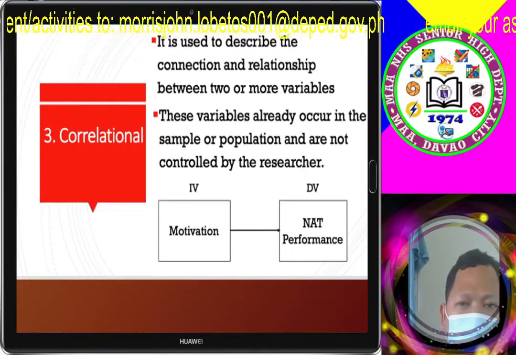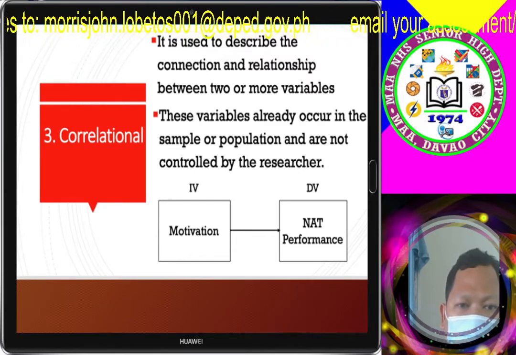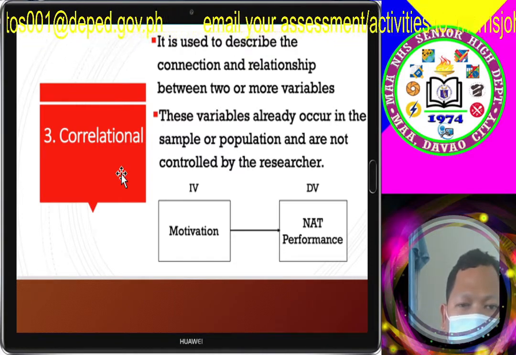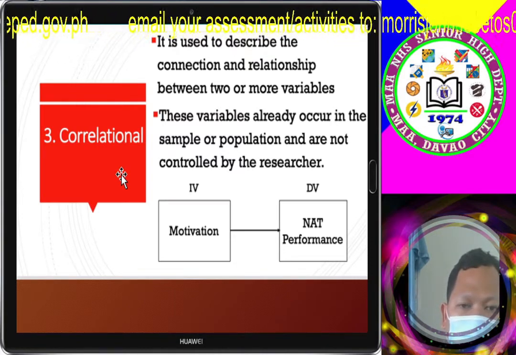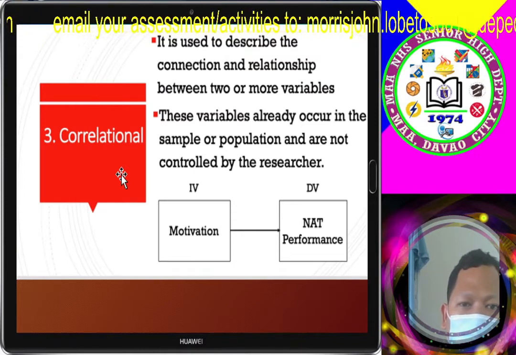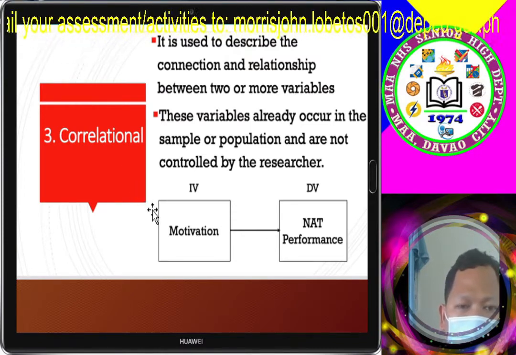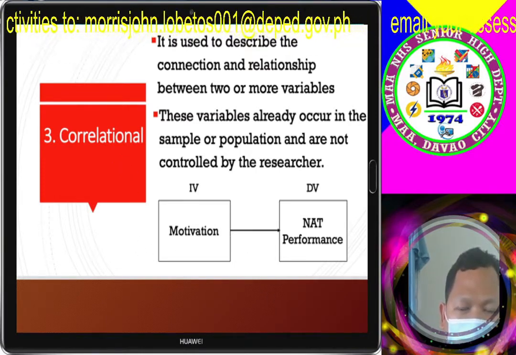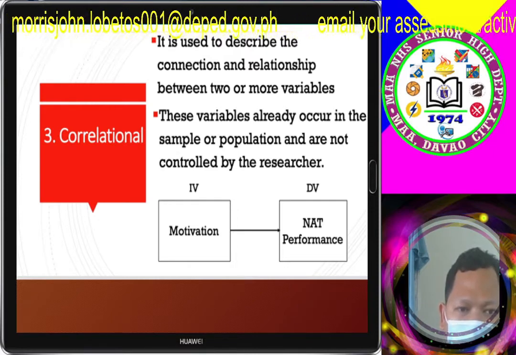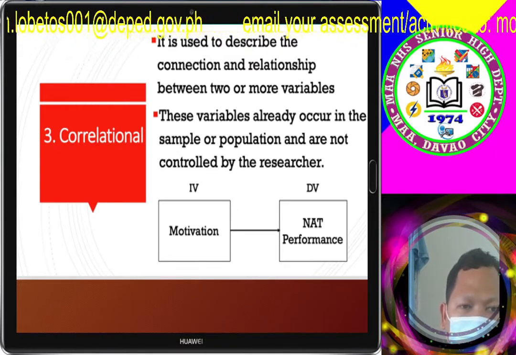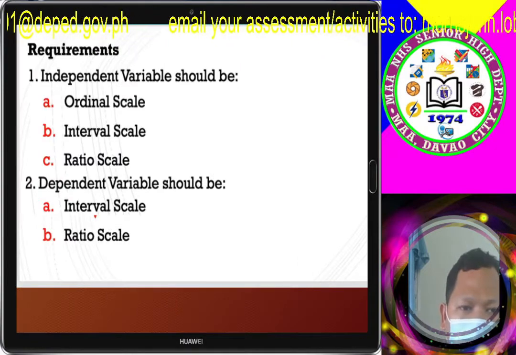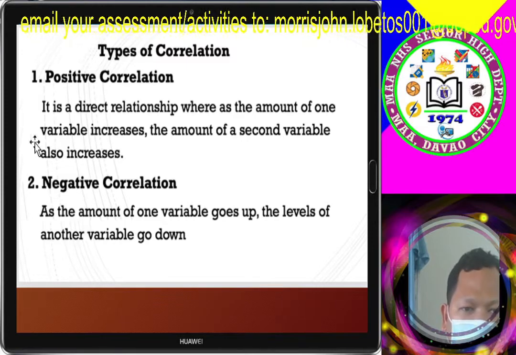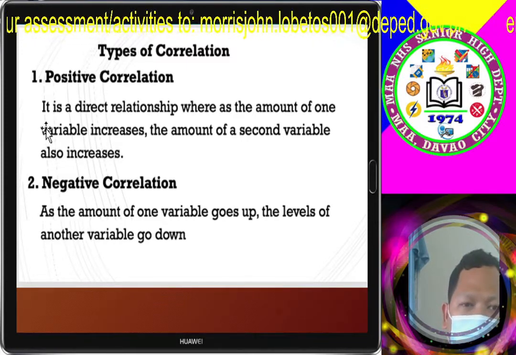Then number 3, another type of research question, this is correlational. It describes the connection and relationship between two variables. These variables already occur in the sample population and are not controlled by the researcher. Usually for correlation, we have a double arrow to signify that the two variables are being compared or having associations.